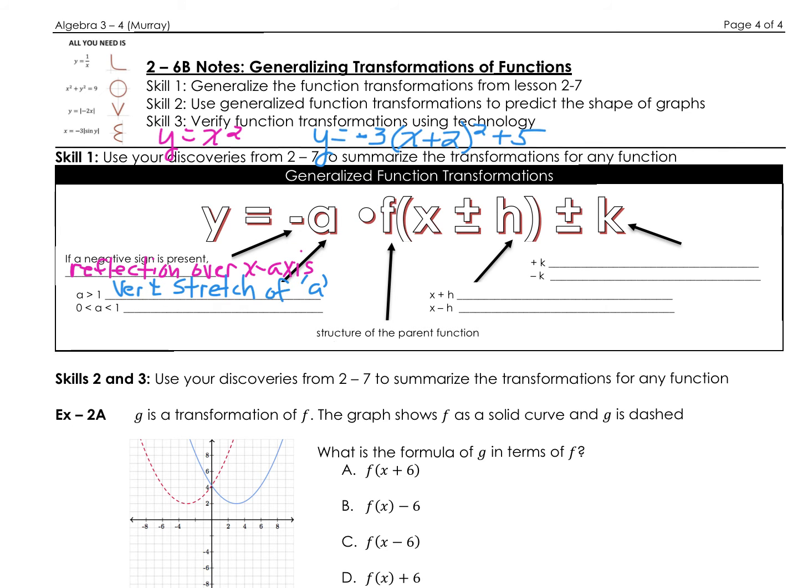Now, if that number is between 0 and 1, like we had on the other page, where we were doing a vertical compression of 1/2, 1/2 is between 0 and 1. And mind you, if that fraction is negative, it's a reflection over the x-axis, so you have to ignore the negative and look at the absolute value of A. If it's a number between 0 and 1, it is going to be a vertical compression, which means we're going to smash it.